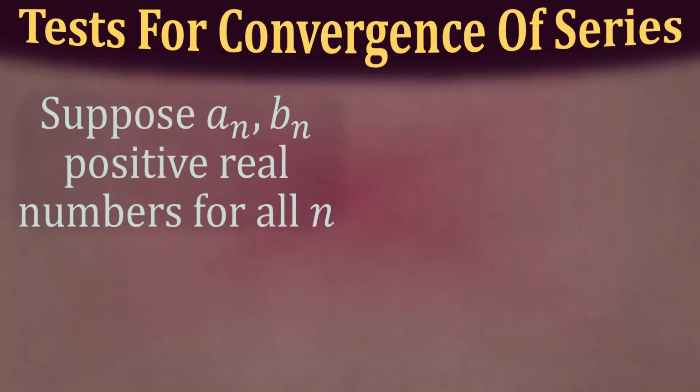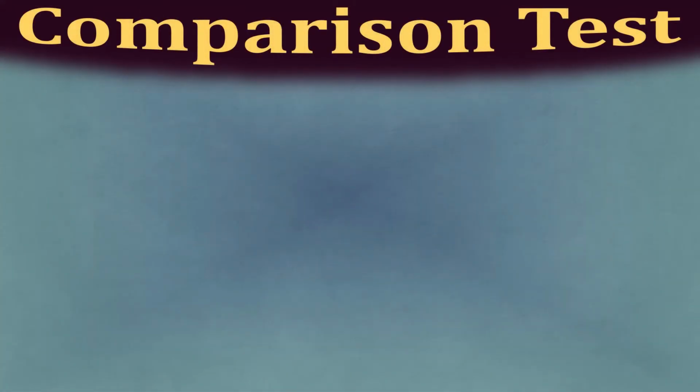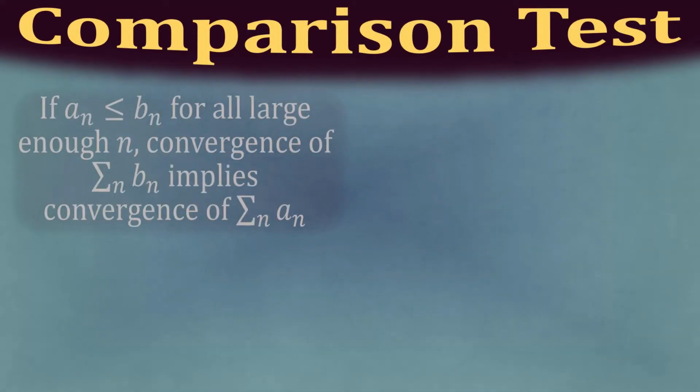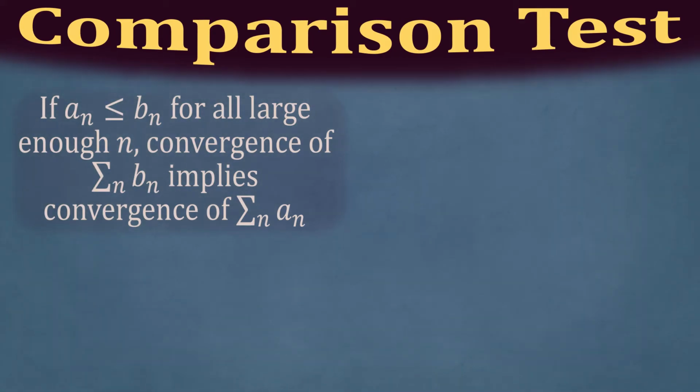Next, let's give some tests for the convergence of series. Suppose that a_n and b_n are positive real numbers for all n. First, let's state the comparison test. It says that if a_n is less than or equal to b_n for all large enough n, then the convergence of the series of b_n implies the convergence of the series of a_n.